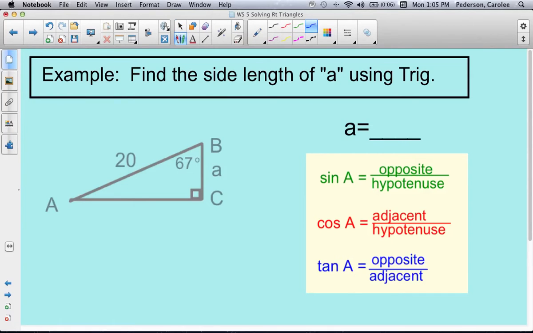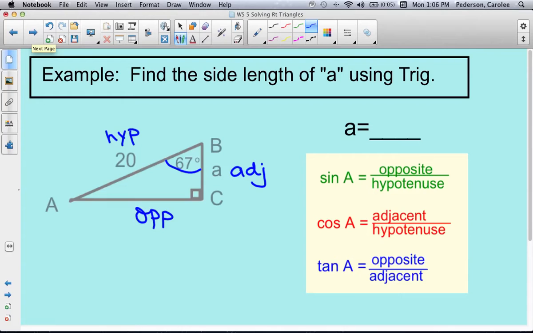All right, so what we're going to work with is angle B, which is 67 degrees. And there are 2 sides, side A and side 20. So this is called the opposite to angle B. This is the hypotenuse to angle B. And this is the adjacent.